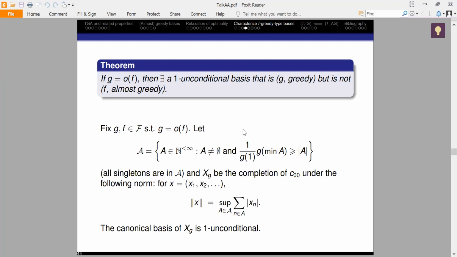And here is a construction. You construct a collection A, and A is a set of all finite sets such that it is non-empty and it satisfies this inequality. Okay. And then you take the completion of c00 with respect to this norm. Then clearly the canonical basis of X_g, its completion, is 1-unconditional, right? Because you take the absolute value of these numbers.